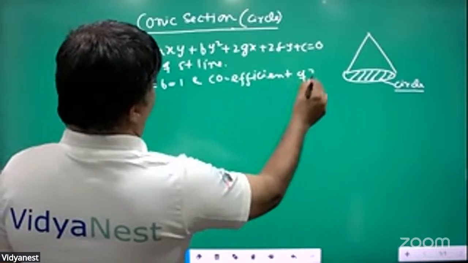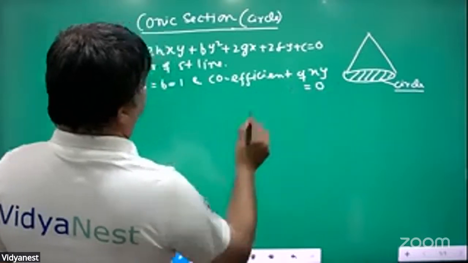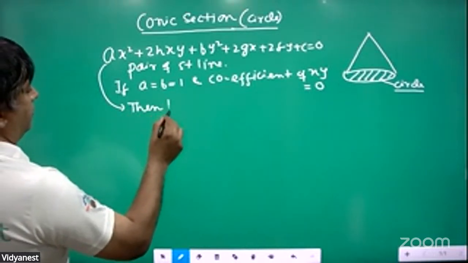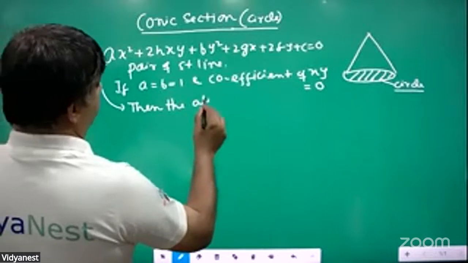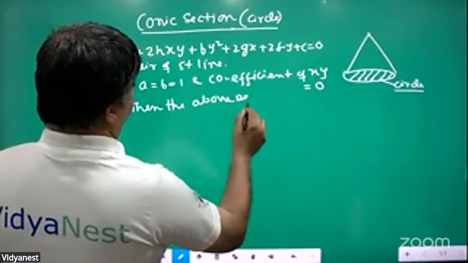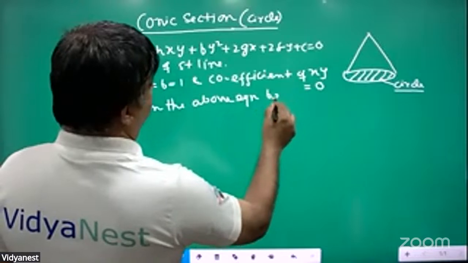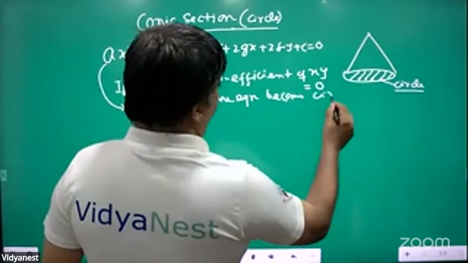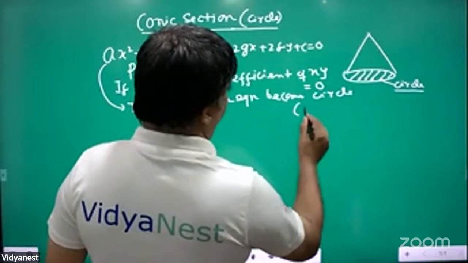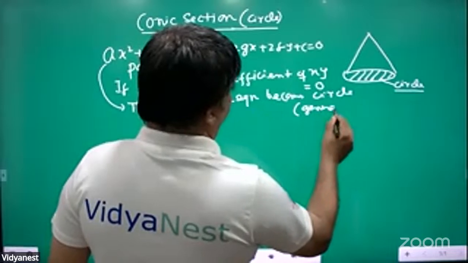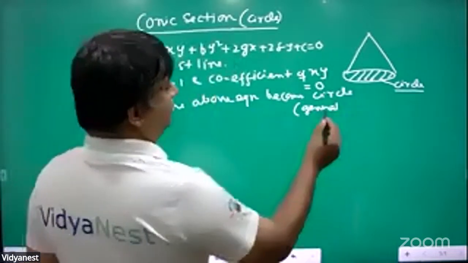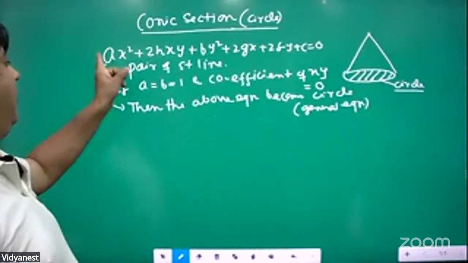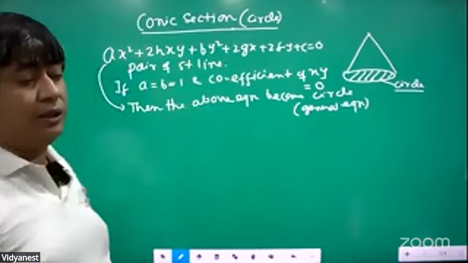coefficient of xy is equal to 0, then the above equation turned into a circle, the general equation of the circle. See, I am putting A1, B1, xy 0.